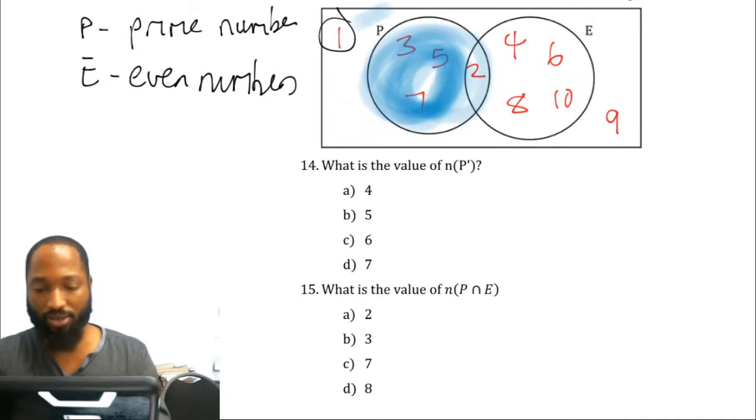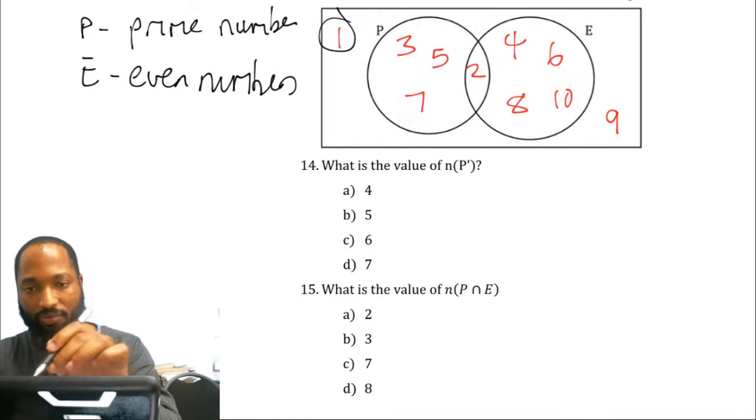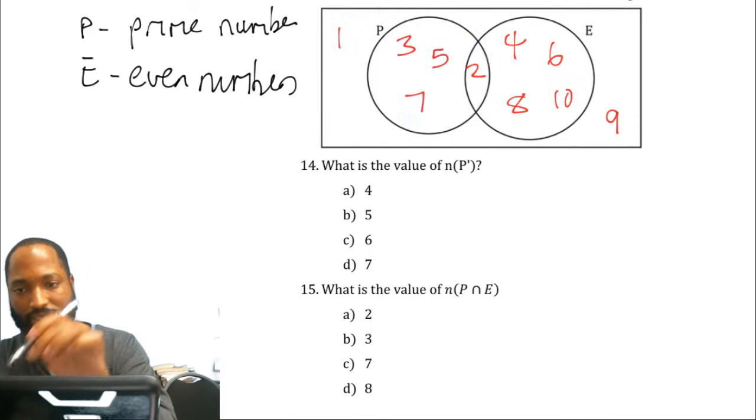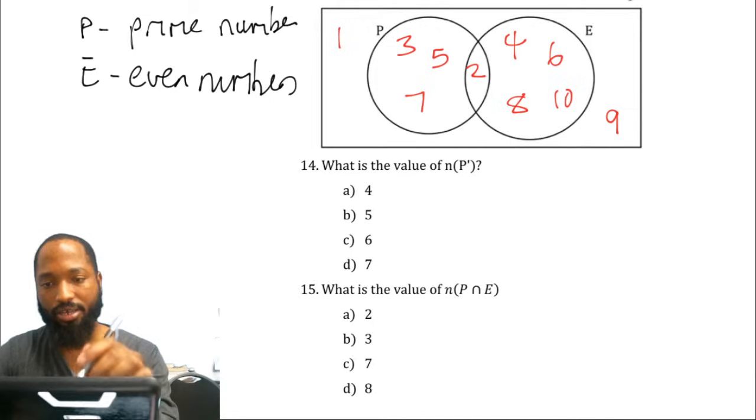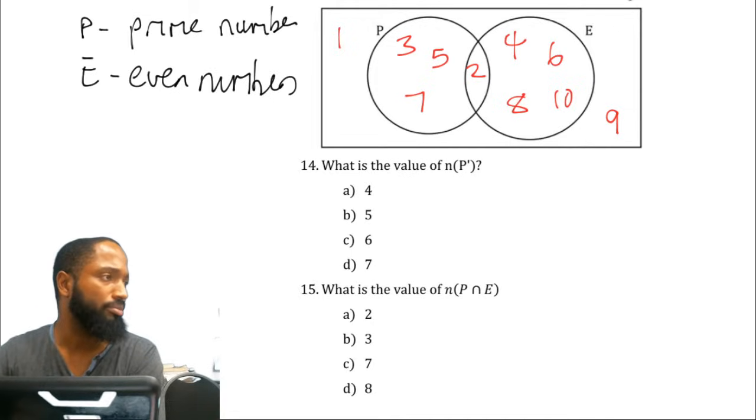15, no answer. Let me check. What is the value of, let's check 15 now. I'm coming back to the chat to find out why you all got it wrong. Probably you think 1 is a prime number. You had 1 inside here. Yeah, that could be an option.